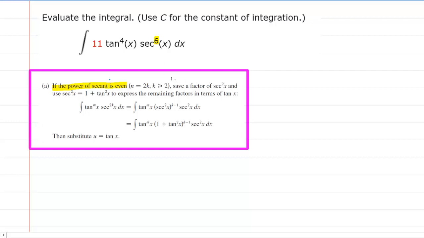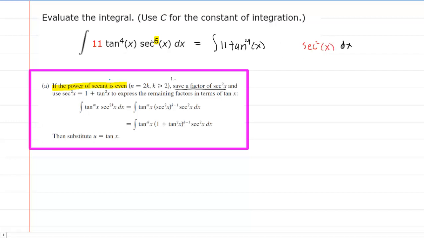In the first step, we're going to save a factor of secant squared of x. So what that means is of the 6 factors of secant, we're going to set aside 2 of them. Now, by set aside, let's take a closer look at what that means. So we'll have 11 tangent to the power of 4 of x. Now, there's 6 factors of secant. Again, we're going to set aside 2 of them. So you're just going to put a secant squared of x off on the side like this.